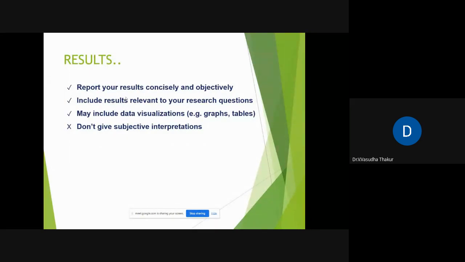Now, under results, basically, the data which you are collecting is projected in the form of tables and graphs. And below that, interpretations are written. But remember one point: while you're writing interpretations, it should not be subjective. It should be purely talking about the above tables and graphs that you are visualizing. Okay, it should not be subjective.